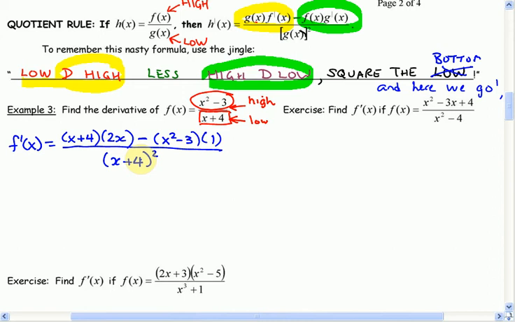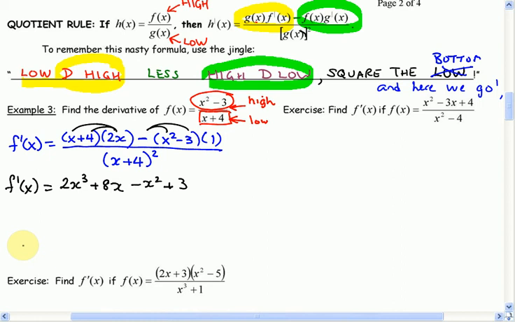Now, this is the general formula. I'm going to ask you now to simplify. What I like to do is most of the time I will not simplify the bottom, because you're just squaring things. That's a waste of time. But I will ask you to simplify the numerator. So we'll simplify the numerator saying 2x cubed plus 8x. And then this minus sign has to be distributed in there. So minus x squared plus 3.